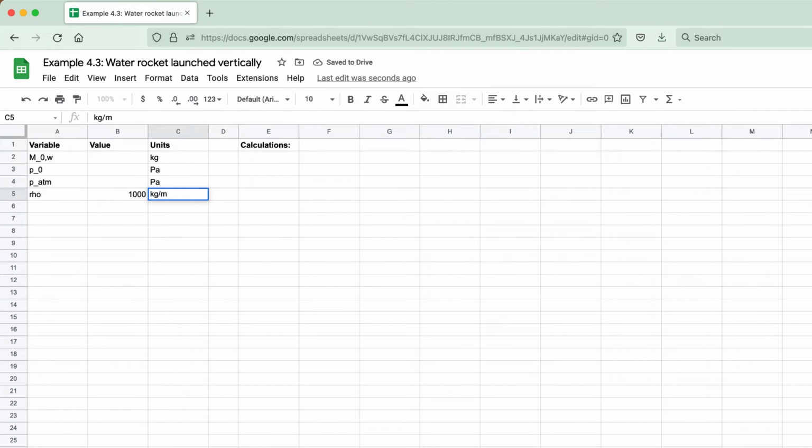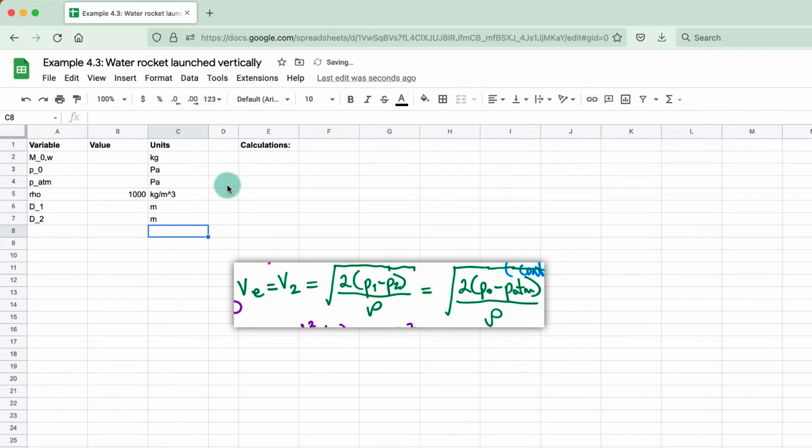Density of the fluid, rho. That one we can sub in because that's a fluid property. We'll say density of water is 1,000 kilograms per meter cubed, and we're going to need the diameters as well, and the units we want is meters for that. Okay, so let's go and sub in here for VE.